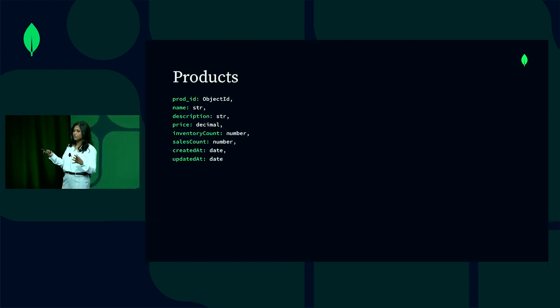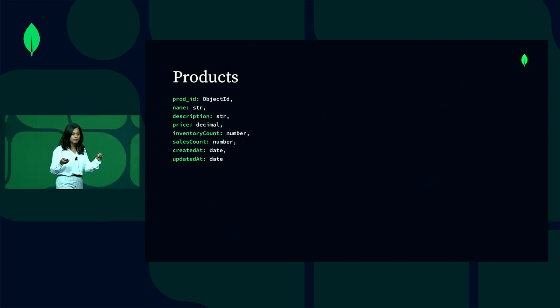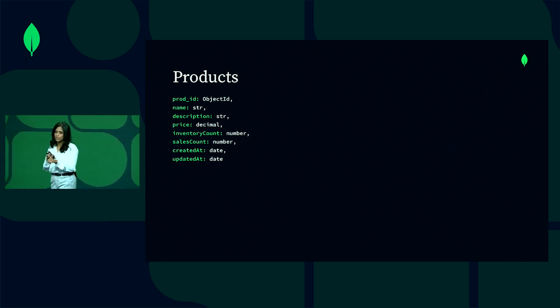Now, this is what your ordinary products document would look like. It would have a product ID, a name, a description, some kind of price. If it's a storefront, it will have some inventory count, and you will see when this product was added, etc.